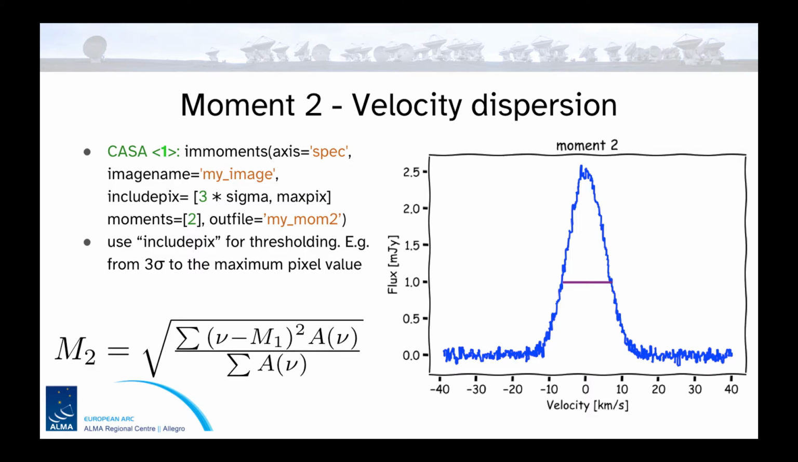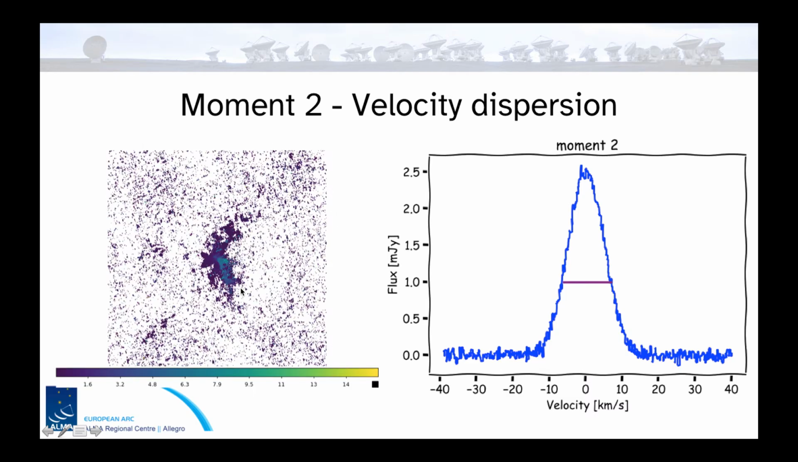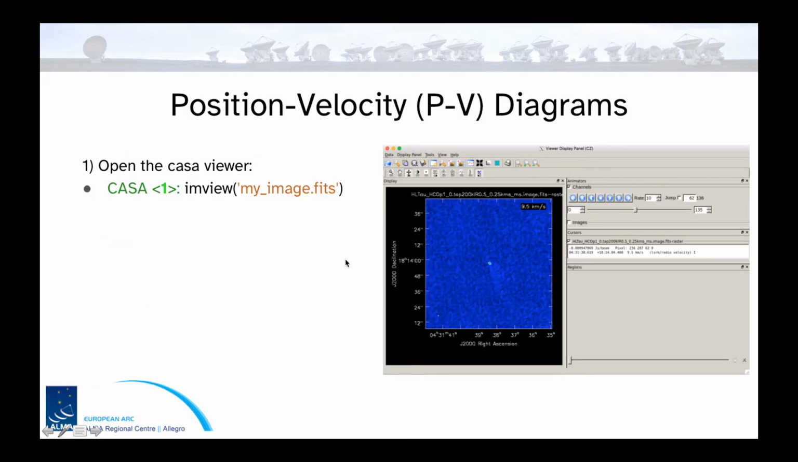And then the final moment that we're going to go into detail here today is the second moment, and this is usually used as a velocity dispersion measurement to get a velocity dispersion field of your image. And we do exactly the same as for the first moment, except this time we specify the second moment here in the call to immoments. And again, we're using includepix for thresholding as before. And you can see now the velocity dispersion field and how our velocity dispersion peaks in this region that is probably outflowing, as would be expected.